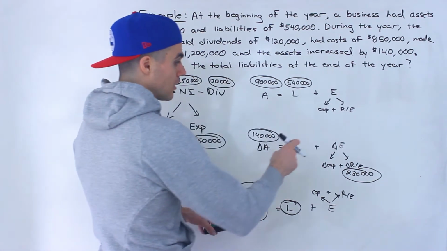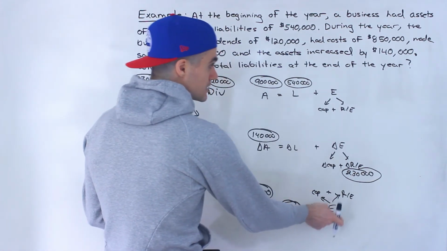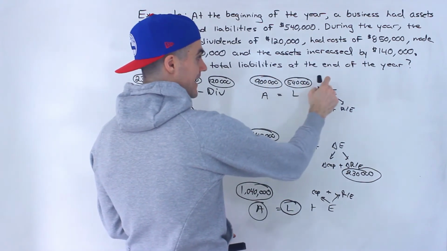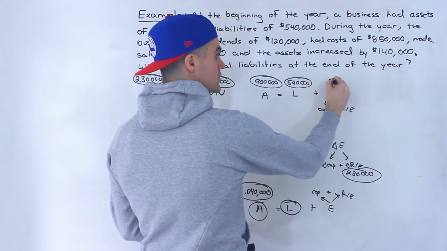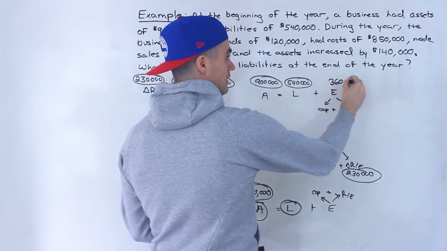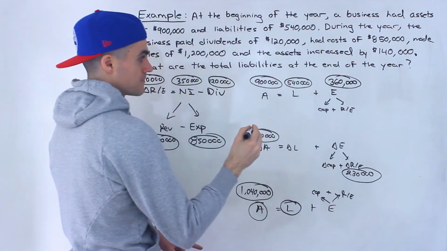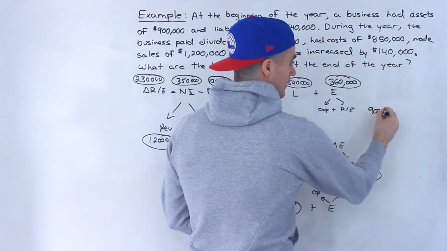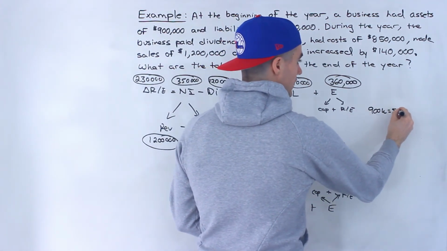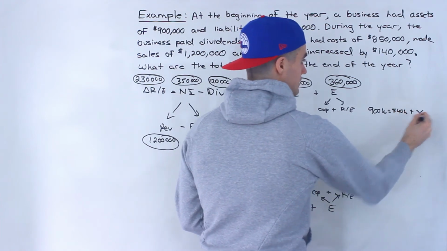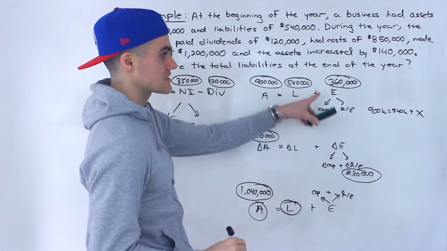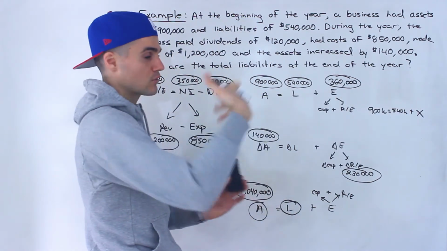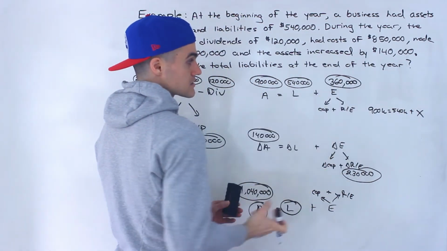And notice that we can also figure out what the ending equity is, because from here we can subtract these and get the beginning equity, which is 360,000, right? Because we have 900,000, 900K equals 540K plus a variable X, which is this equity. And if we isolate for this X, if we bring the 540 over, 900 minus 540 gives us 360.